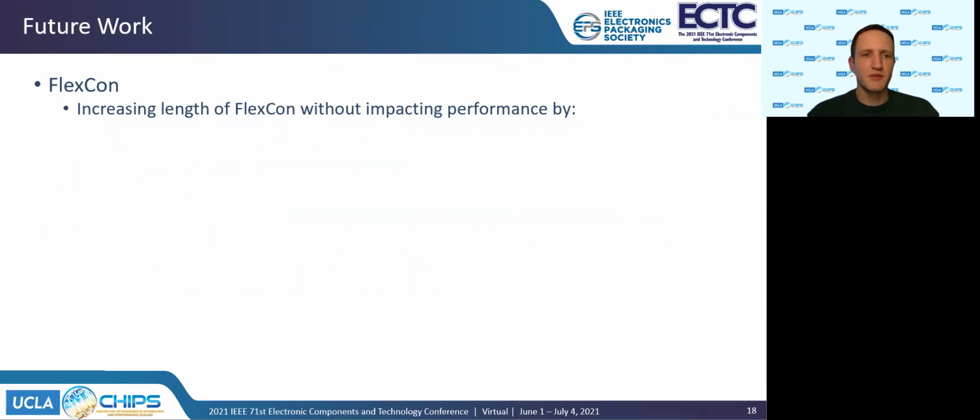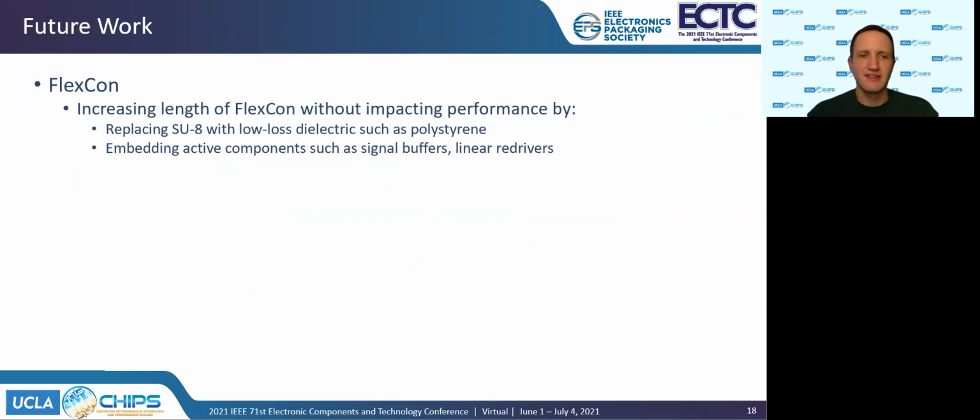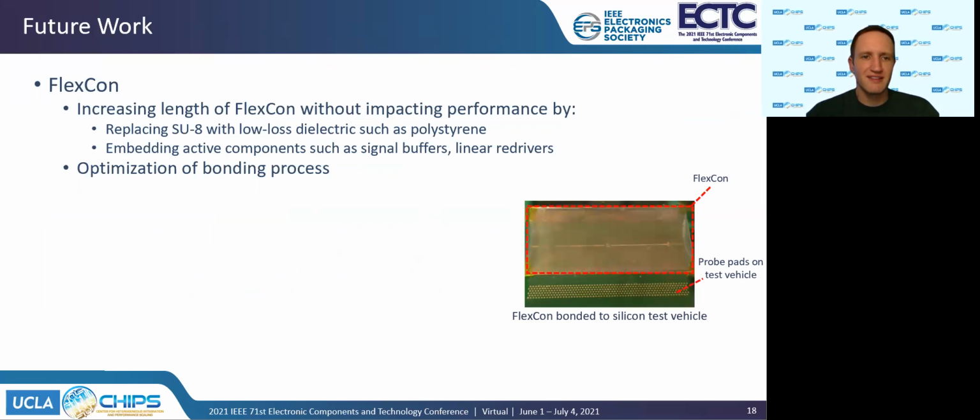Our current and future work for FlexCon includes increasing its length without impacting performance by replacing SU8 with a low-loss dielectric such as polystyrene and embedding active components such as signal buffers and linear redrivers. We are currently working on optimization of the bonding process. Initial development of this process has been promising, and to the right we show one early result in which a FlexCon was bonded to pads on a silicon test vehicle.